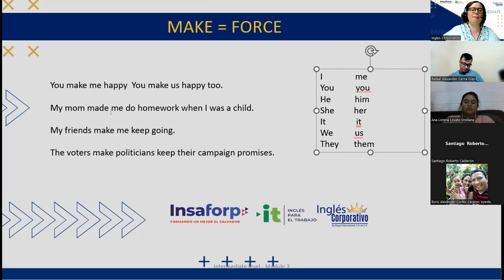All right, my mom made me do homework when I was a child. So I can use the causative verbs in any tense, okay? In any tense. My mom made me do homework when I was a child.